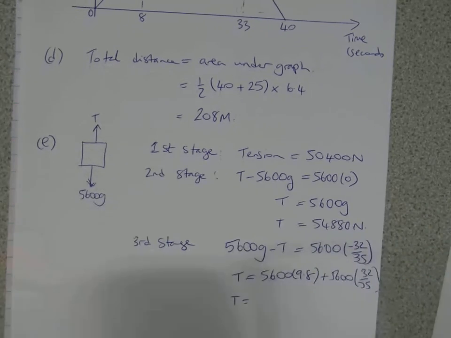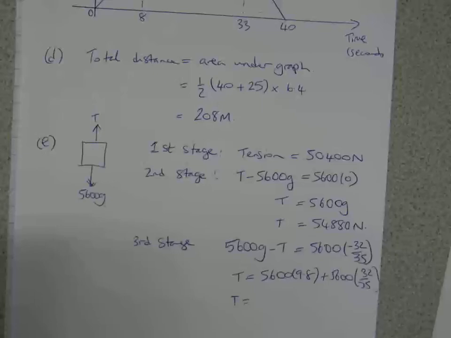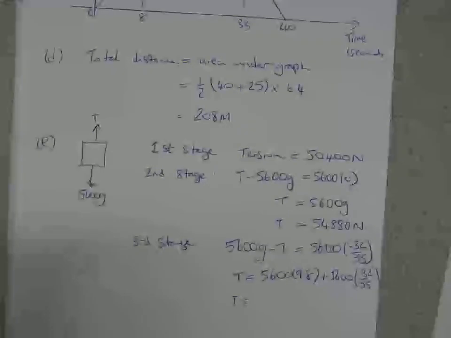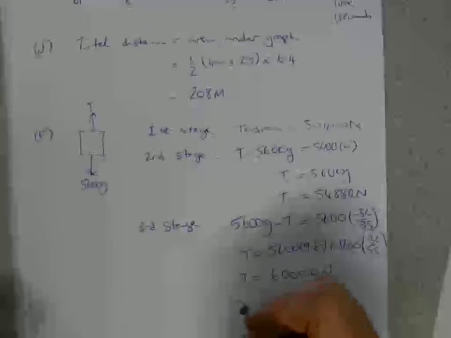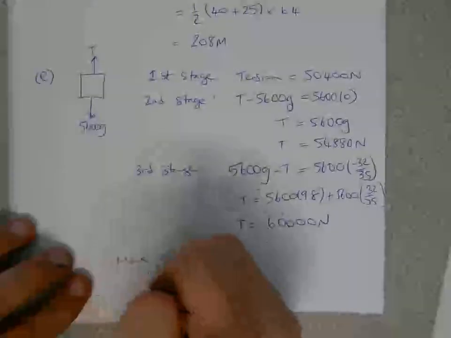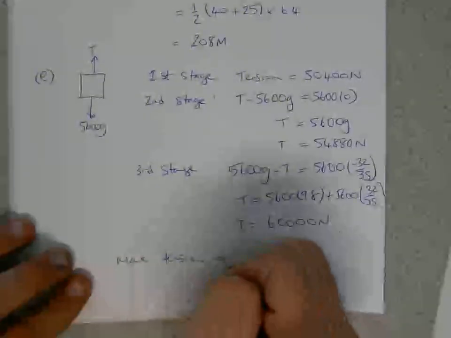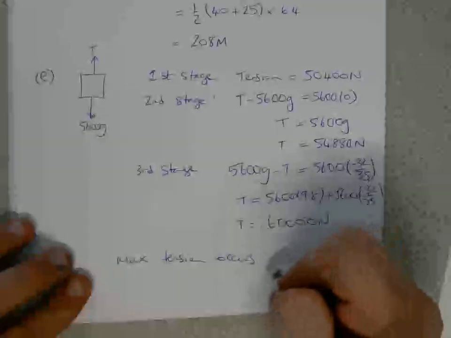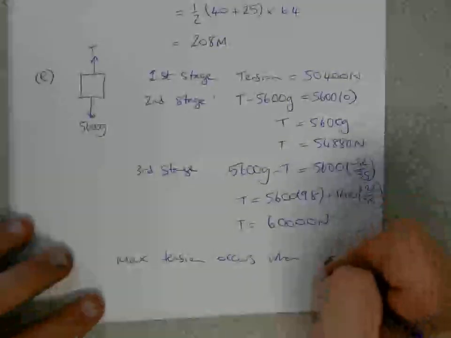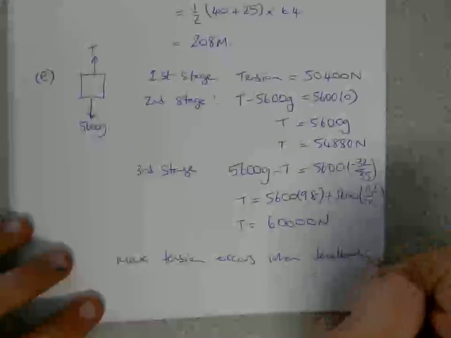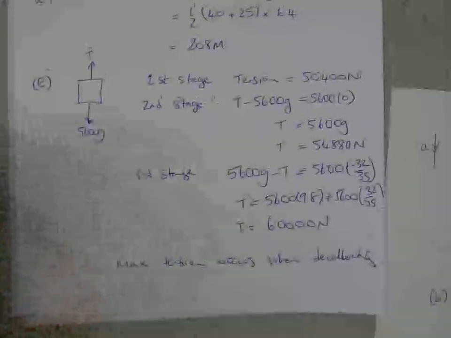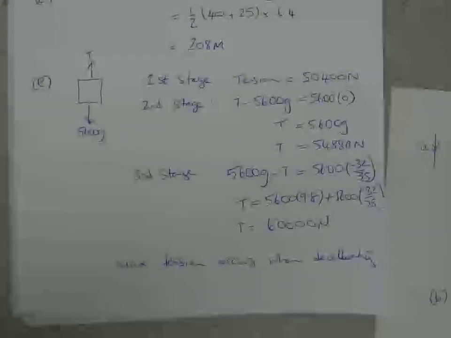Now I'm thinking this is going to be greater. This is going to be where it's most, because it's decelerating, which means the cable's got to do more work. So when I type that into my calculator, indeed, I get 60,000 newtons. So max tension occurs when decelerating, because of course the cable is doing its most work to slow it down.